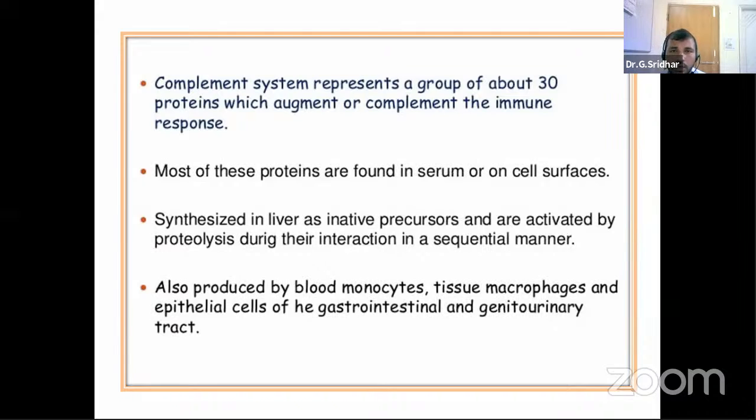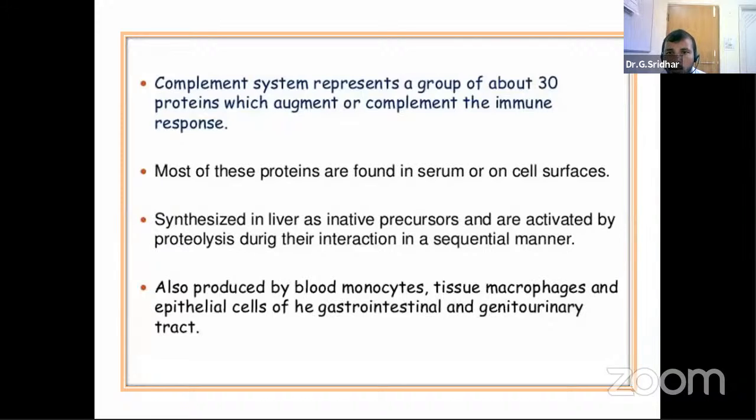Especially in the classical pathway, the alternative pathway, and the lectin or mannose pathway, you will find the complement proteins C1, C2, C3, C4, C5, C6, C7, C8, C9. C5, C6, C7, C8, C9 make a membrane attack complex and attach to the cell membrane of the bacteria and lyse the cell membrane by releasing different types of lytic enzymes, like granzymes and other lytic enzymes.